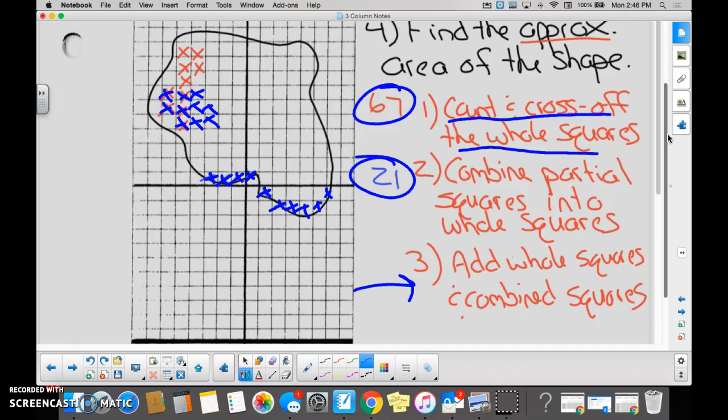Questions? Sophia? About number 2 there, does it matter where you split the shape? Nope. It's just wherever you have partial squares, those are the ones you have to add together. And again, it's just going to be a guess. Find partials that look like they make a whole. Anybody else?